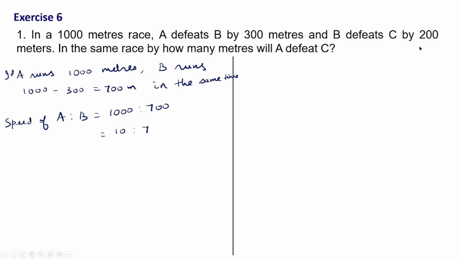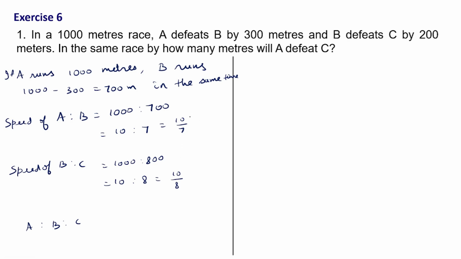So here B defeats C by 200 meters means the ratio of speed of B to C, it is 1000 is to 1000 minus 200, which is 800. So this is 10 is to 8. So this is 10 by 7 and this is 10 by 8. Now we need to have the ratio of A is to B is to C. So here we have B as common.